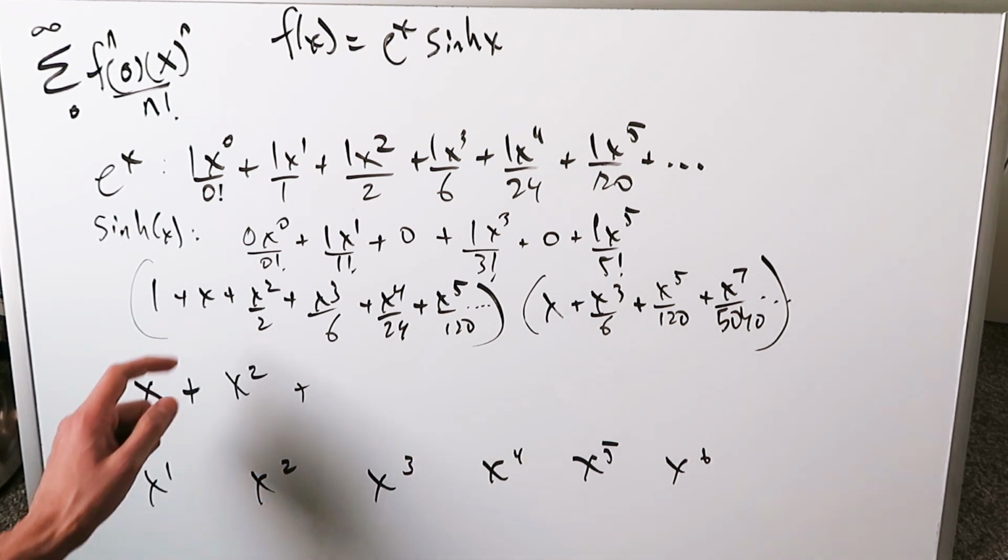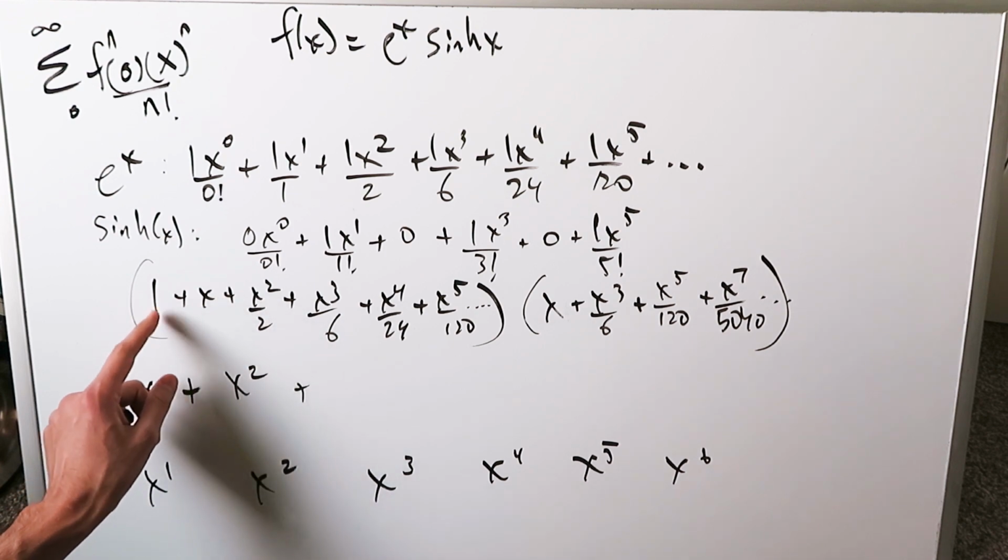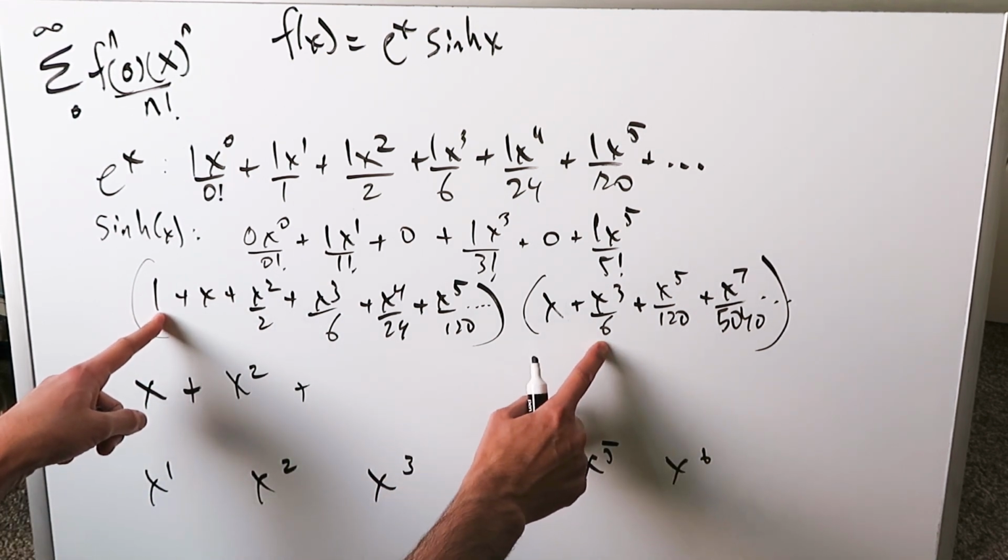Now we look at the x cubed term. You can get an x cubed term in the following way. This 1 times this x cubed over 6.